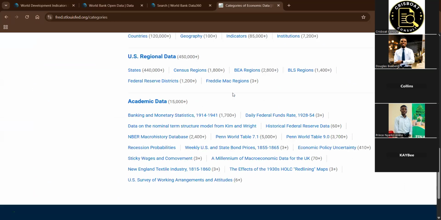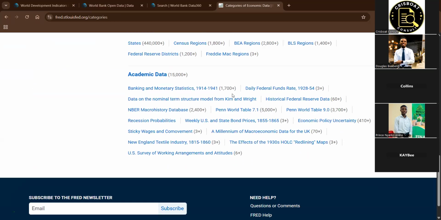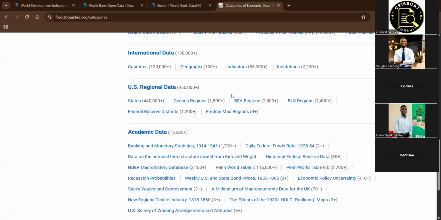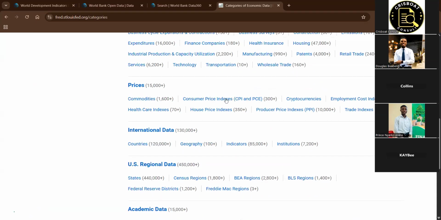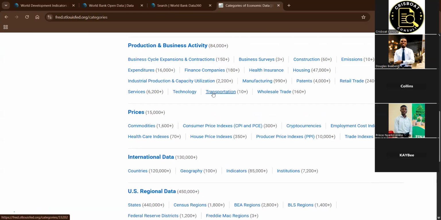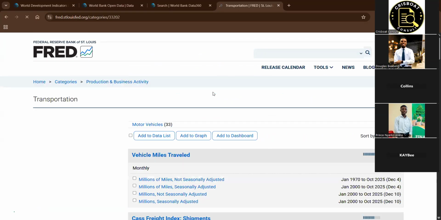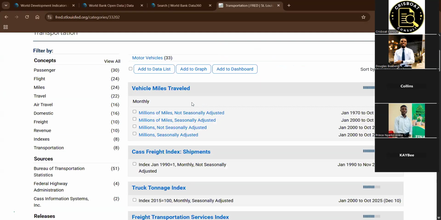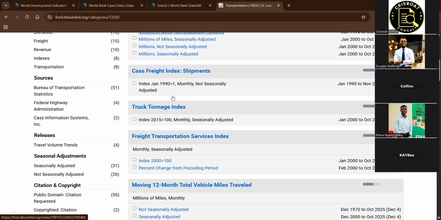What again? What again can we check? Consumer price index is more of inflation. Trade, healthcare indexes, employment cost indexes, cryptocurrency, commodity, transportation. Okay, let's explore transportation. So you have vehicle miles traveled, cars freight index, truck tonnage index.